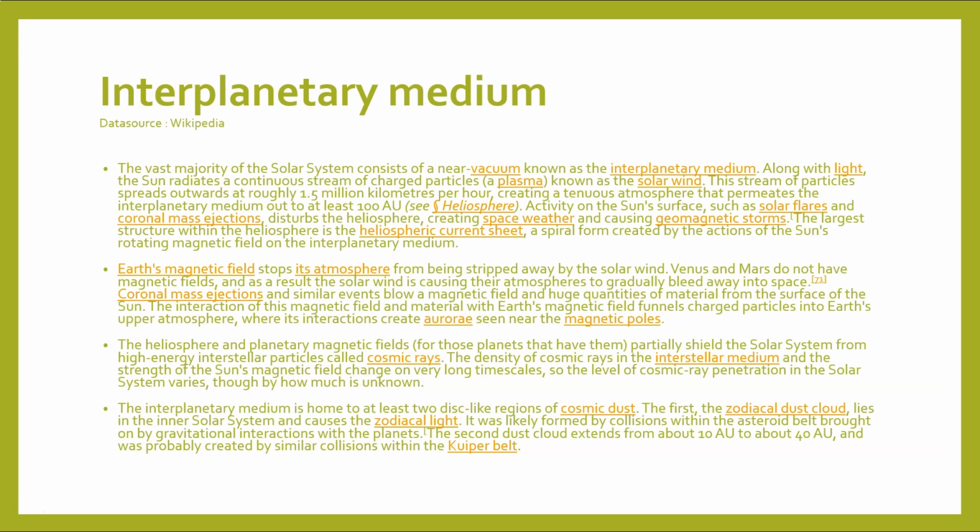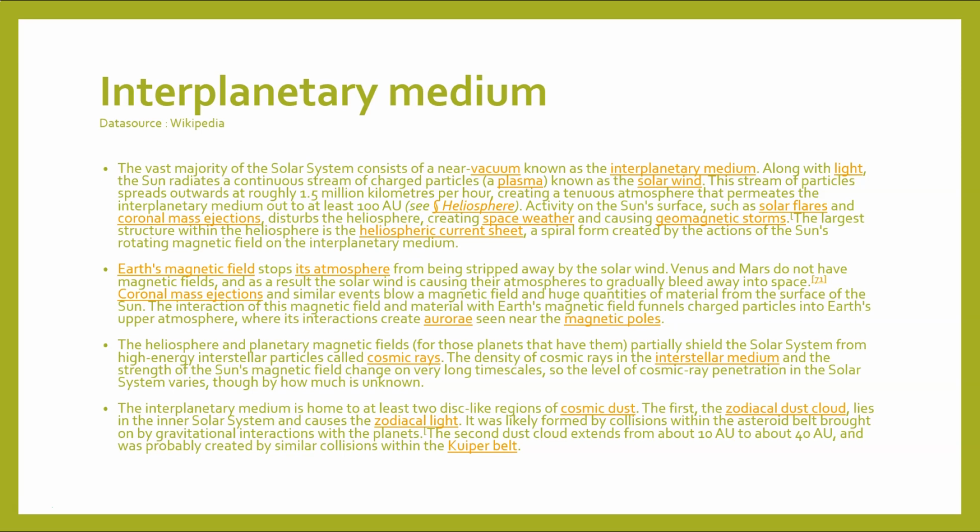The vast majority of the solar system consists of a near vacuum known as the interplanetary medium. Along with light, the Sun radiates a continuous stream of charged particles, a plasma known as the solar wind. The stream of particles spreads outwards at roughly 1.5 million kilometers per hour, creating a tenuous atmosphere that permeates the interplanetary medium out to at least 100 AU.